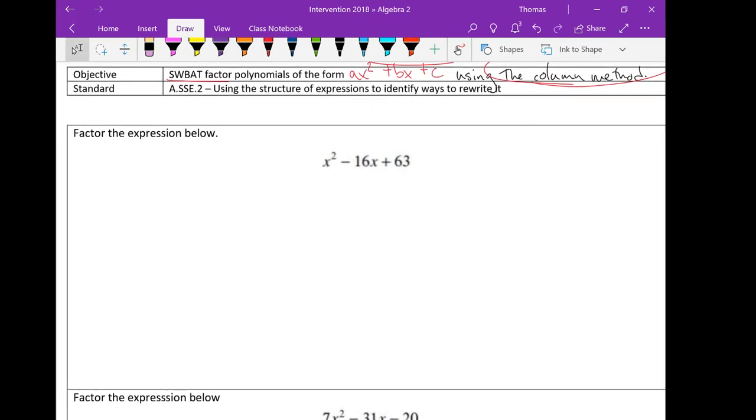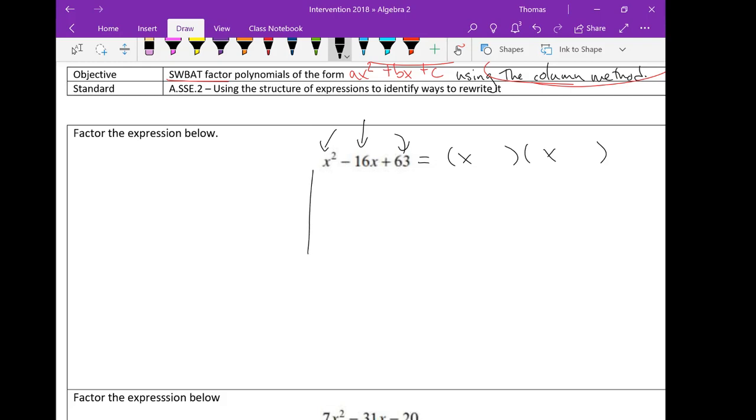similar to the diamond box method, we're trying to figure out how to break up this quadratic into two factors that are linear. So they have some kind of x term and some constant term. The way we're going to do that is to first figure out the factors of our first term and our last term, and then they need to multiply and add up to our middle term. So that's our goal. But here's how we're going to organize our work.